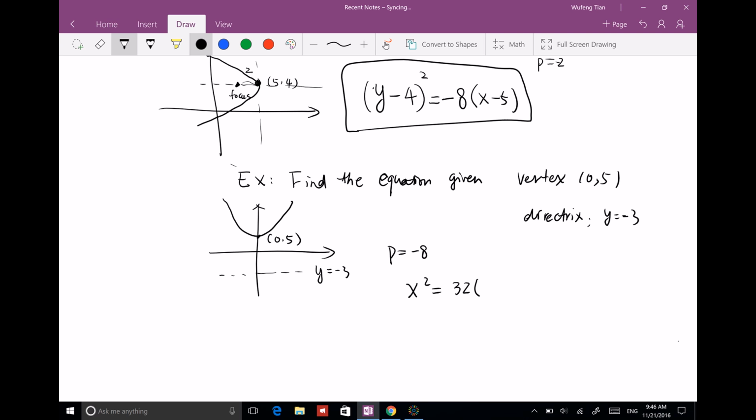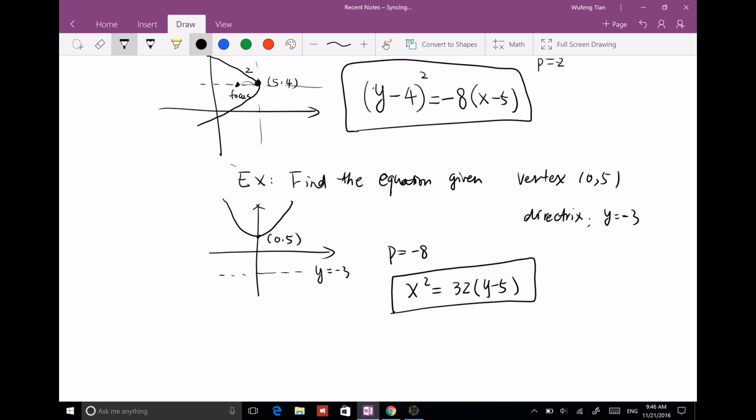Okay, and just want to check, this is open upward, right? It's positive y or negative y? Positive y, so it's positive 32. And that is right. So this is like this. Does it make sense? Yes? Okay. I don't want to confuse you, because I want to make it simple for you to memorize.